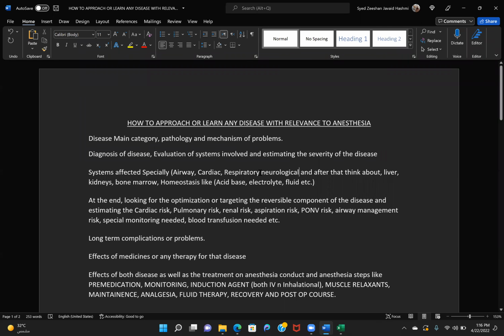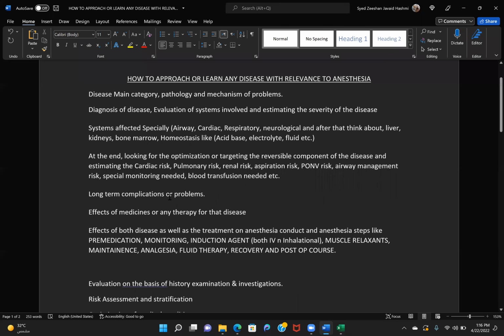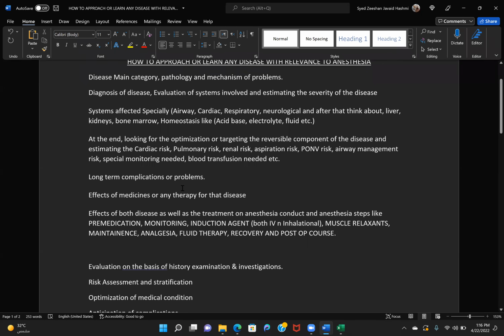So neurological and neuromuscular involvement. Then what else? At the end, looking for optimization or targeting the reversible component of the disease. This top point should be up: what are the medications or any therapy which is going on? So what are the usual medications for myasthenia gravis? Anticholinesterases are given, and other than that, steroids can be given, plasmapheresis, IV immunoglobulin.